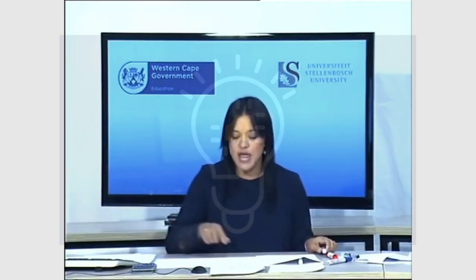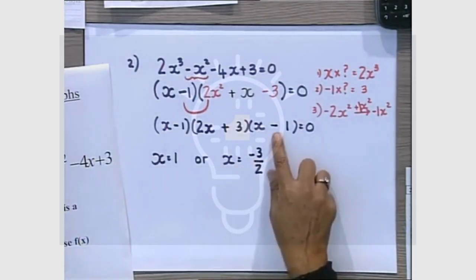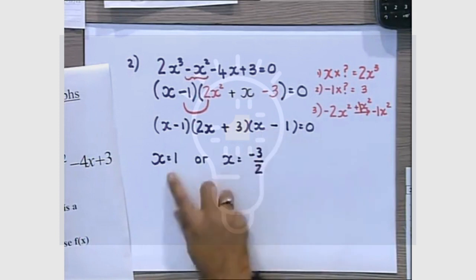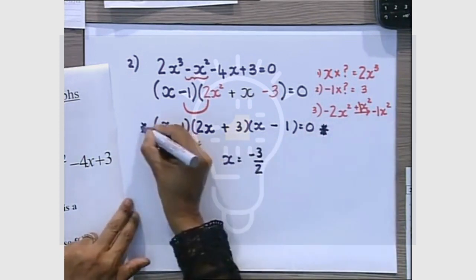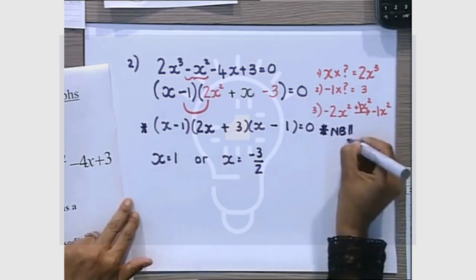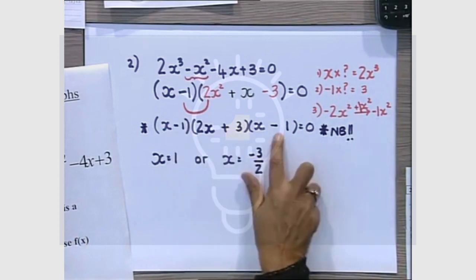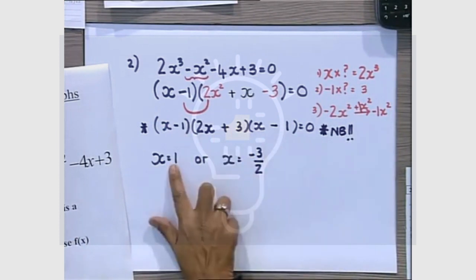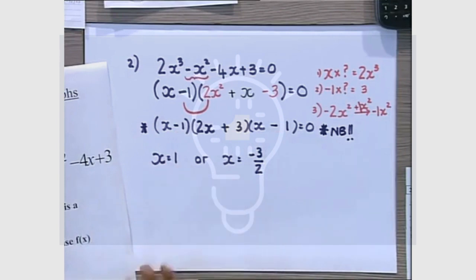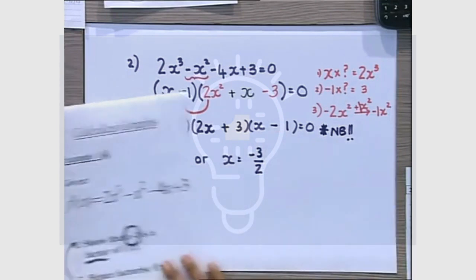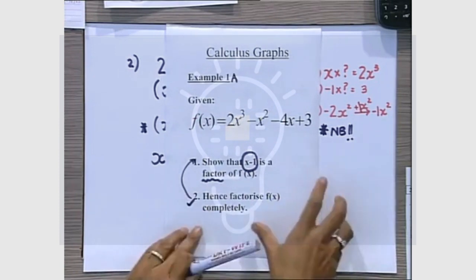Did you all get your x-intercepts to be x is 1, x is negative 3 over 2, but that is also x minus 1, so that is the same x-intercept. Now make a big NB here because I'm going to teach you something about the following. Can you see that there is an x-intercept that's the same? These two are the same. So I'm going to say something about that turning point later. Okay, so we can tick number 2. We factorized f of x completely.